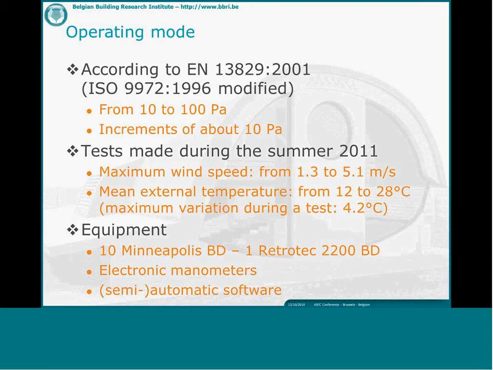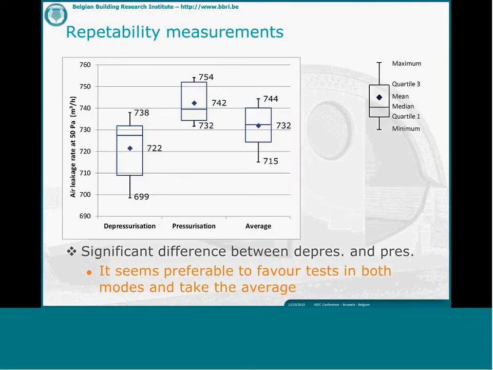Everybody used a Minneapolis blower door except one lab which used a Retrotec. Everybody used electronic manometers with automatic software. So it was really easy to record the data, to send the results and to have all information about the measurements.